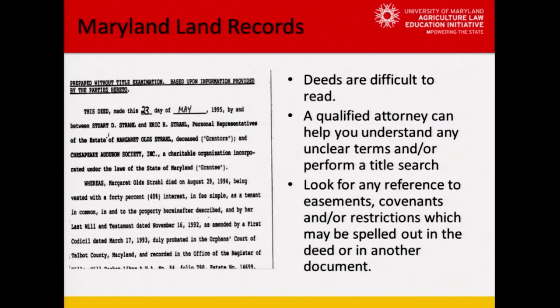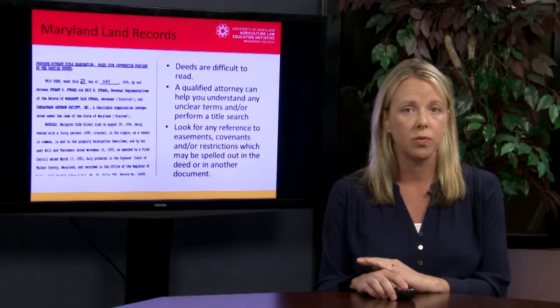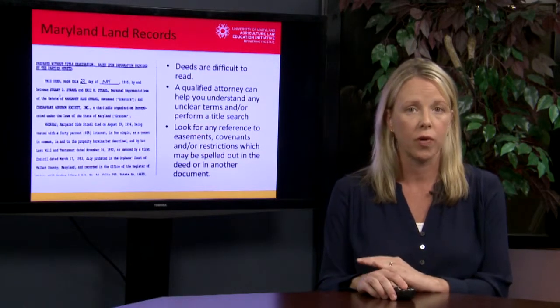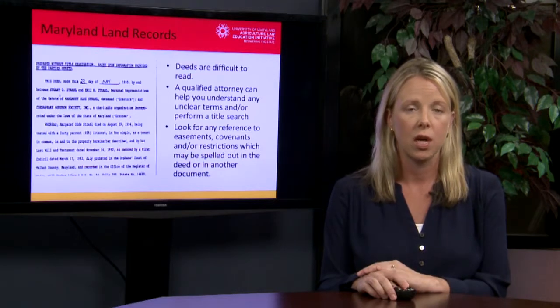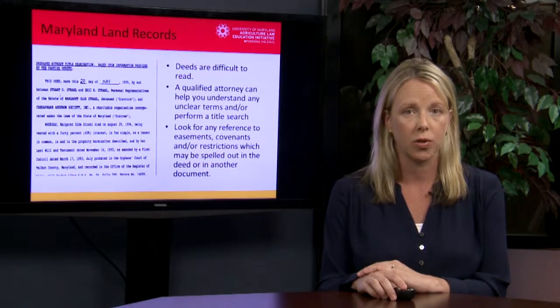When reading the deed yourself, look for any references to easements, covenants, or restrictions which may be spelled out in the deed. The restrictions or easements may not be spelled out themselves. It may simply say in your deed that your deed is subject to easements or restrictions. So be careful to note any language referring at all to easements or restrictions. If your deed is subject to an easement or restriction, you then need to do a separate search to try to find that specific restriction.